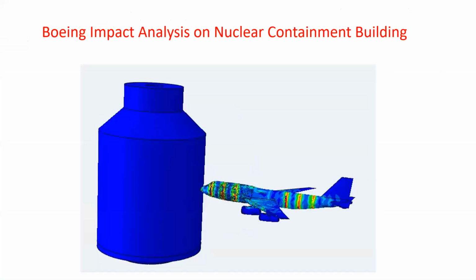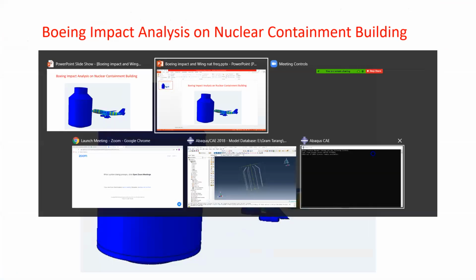Good afternoon, all. Today we will see the passenger aircraft, or Boeing, impact analysis on the nuclear containment building structure. The safety of the containment structure against aircraft got attention recently. Now I will start with Abaqus because it will take some more time.